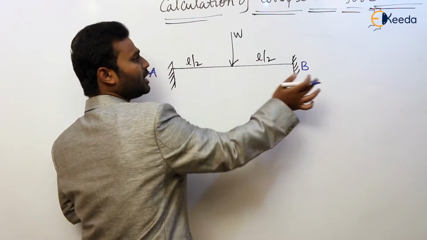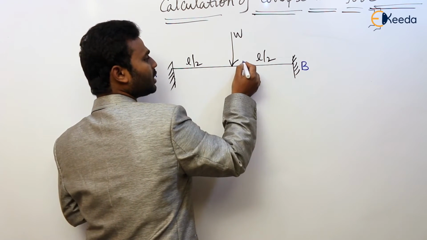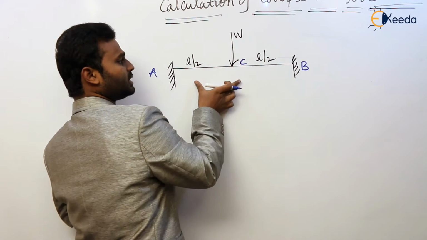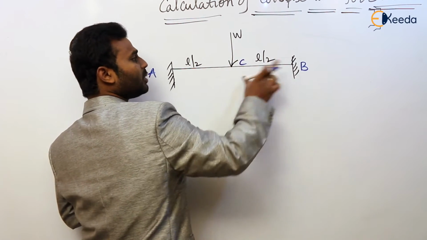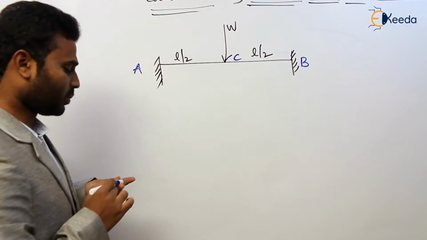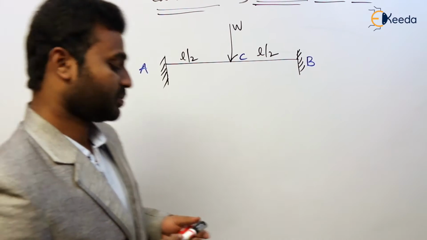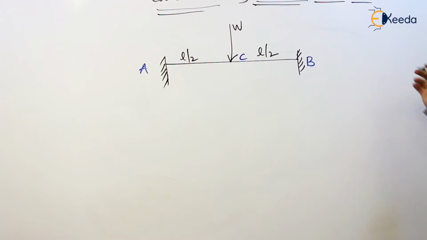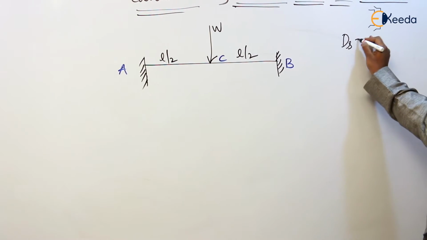So support at A and B, and the center point load is at C. So AC is L by 2 and CB is L by 2. Now coming to the center point load, what is the first step? Tell me the first step. First step is calculation of DS.